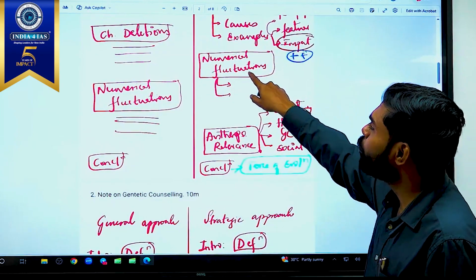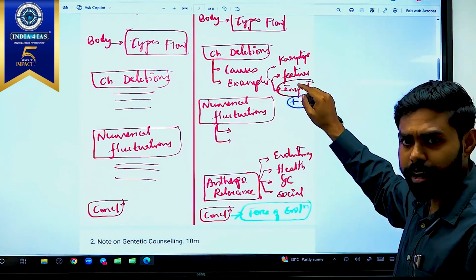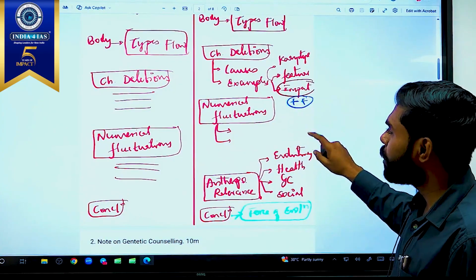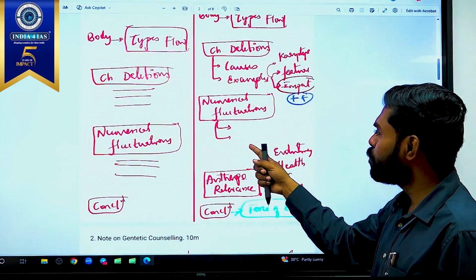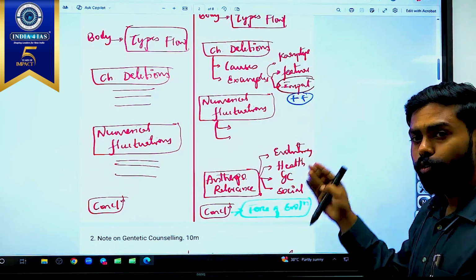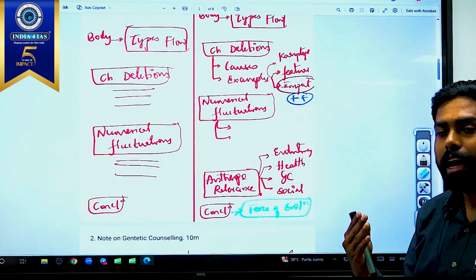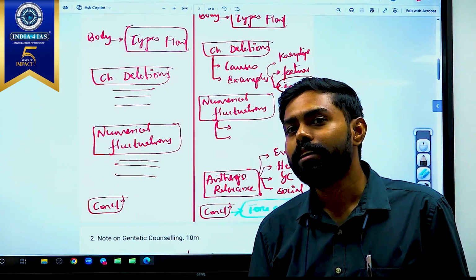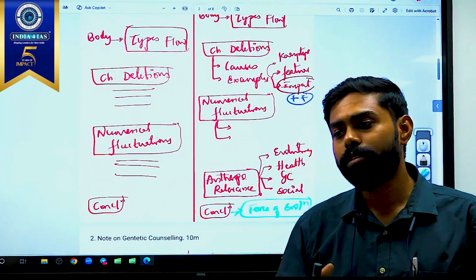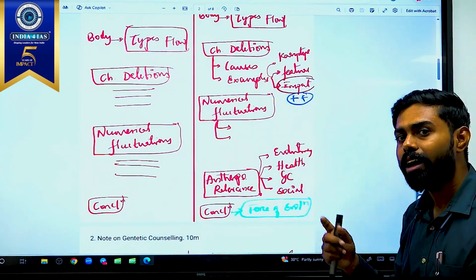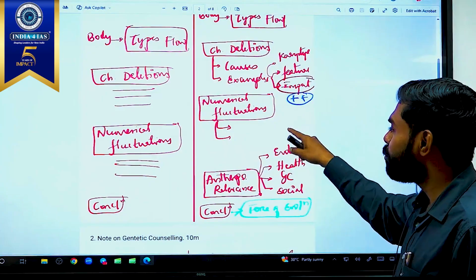And similarly, numerical fluctuations: causes, examples, with the same three heads, and more focus on the impact part of numerical fluctuations. All right, in this you can use Down syndrome as an example, where you should focus on the impact. Right? They have congenital diseases. They are sometimes sterile, and they sometimes have mental retardation. Don't you think they are wreaking havoc on human life? So you need to bring that here.